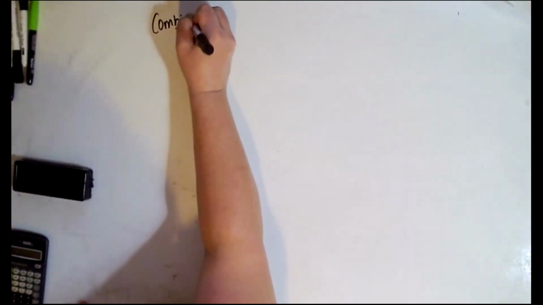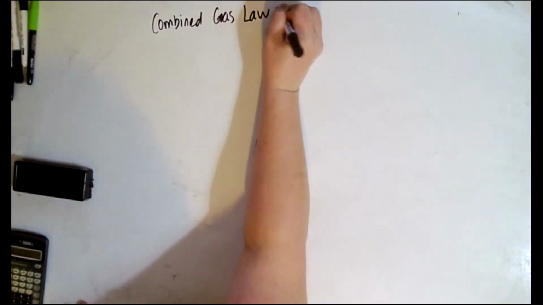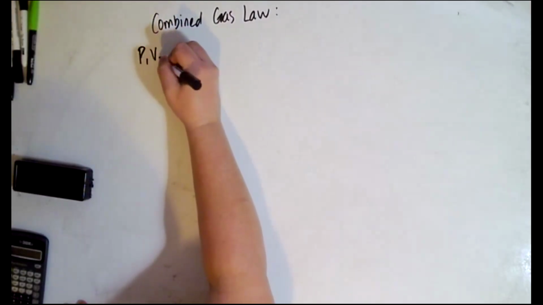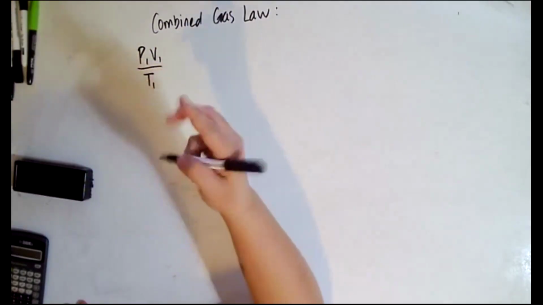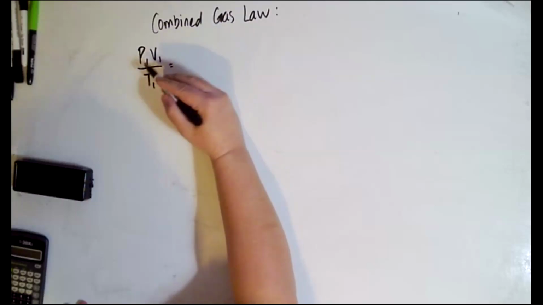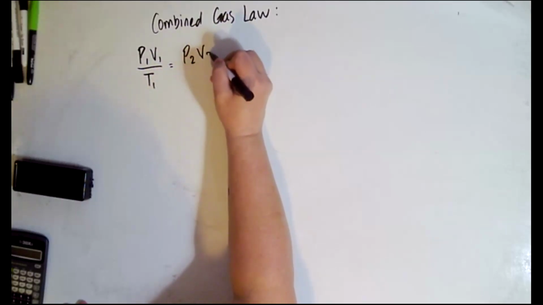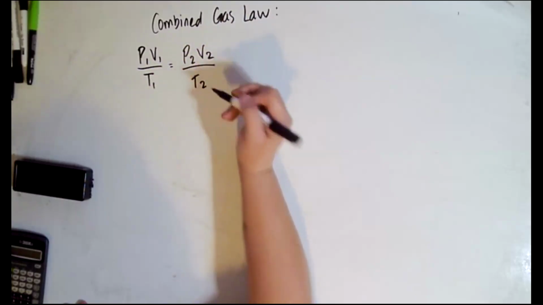So first, let's write out a reminder of what the combined gas law looks like. It looks like a combination of Boyle's law and Charles's/Gay-Lussac's law. So pressure and volume on the top, temperature on the bottom, then pressure and volume on the top on the other side, temperature on the bottom.